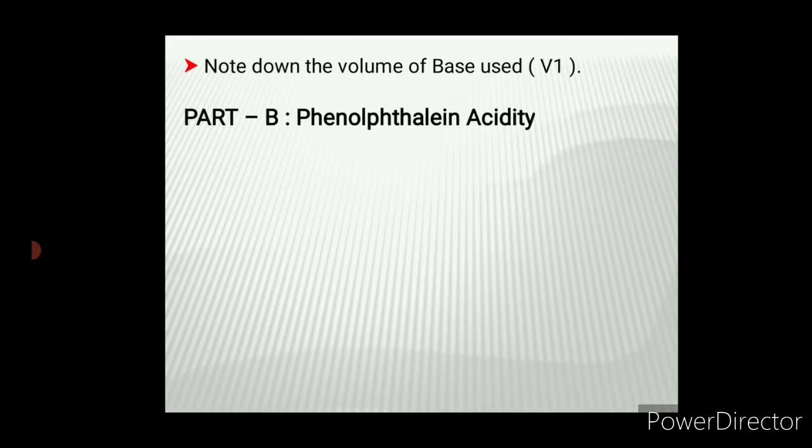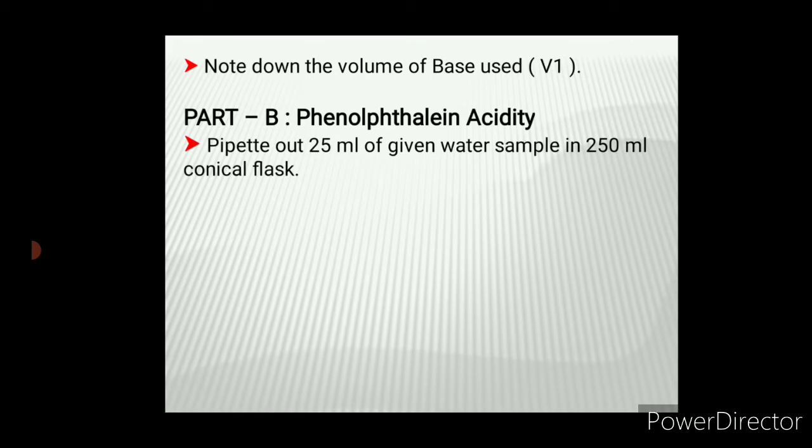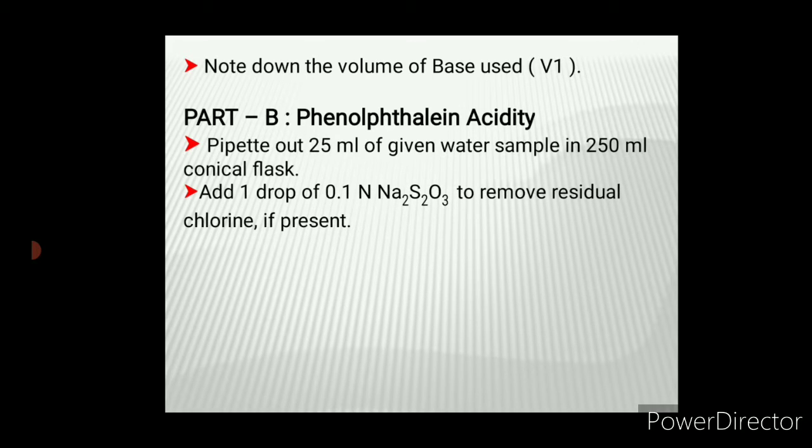Part B, phenolphthalein acidity. Pipette out 25 ml of the given water sample into a 250 ml conical flask. Add 1 drop of 0.1 normal Na2S2O3 to remove residual chlorine if present. See what we did in the alkalinity test: to the same 25 ml pipetted sample, after determining the phenolphthalein alkalinity, we determined its methyl orange alkalinity. Here, during determination of acidity, it is different. First we do methyl orange acidity, then phenolphthalein acidity, but for both acidity tests we must pipette out a sample separately.